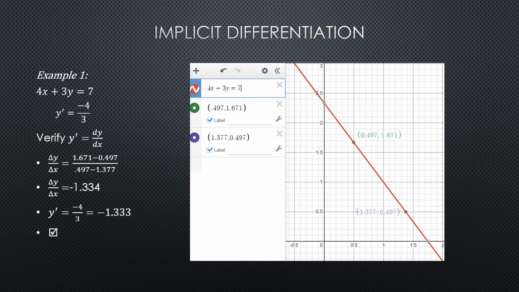We're going to measure the slope on that line, delta y over delta x, and we get a delta y over delta x of negative 1.334. If we change our y prime answer from negative 4/3 into a decimal, we get negative 1.333 repeating. Those are virtually identical. So we can see that y prime is in fact equal to dy dx, and we already knew that dy dx is equal to delta y over delta x, which is equal to the slope of a line.